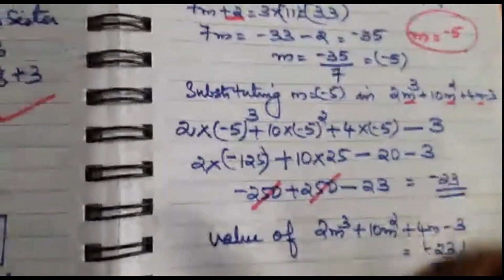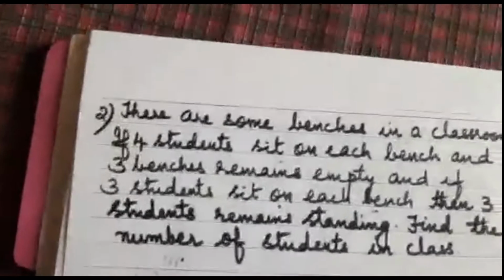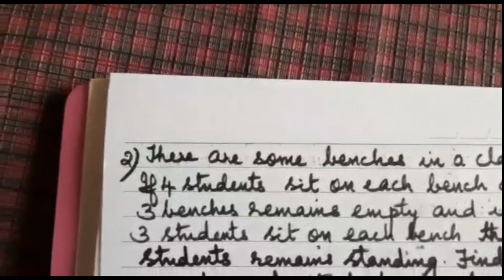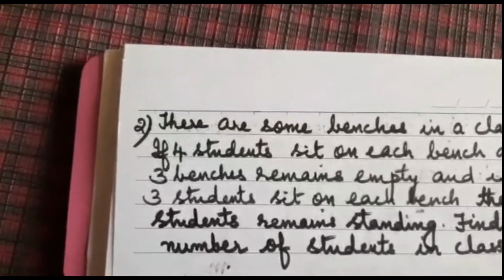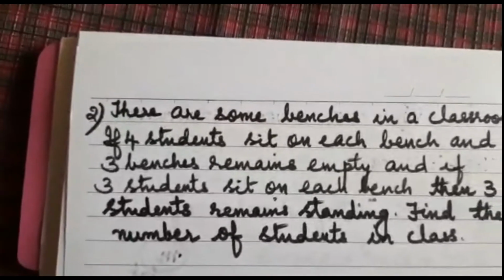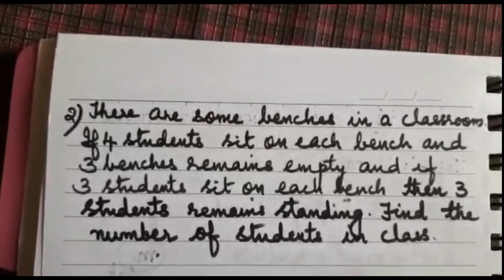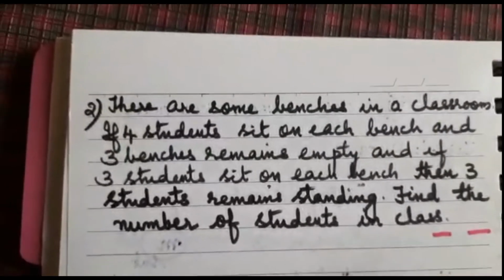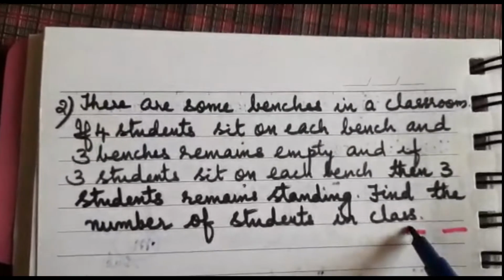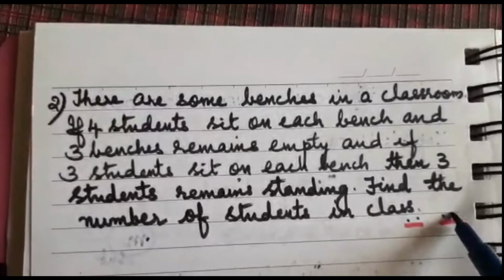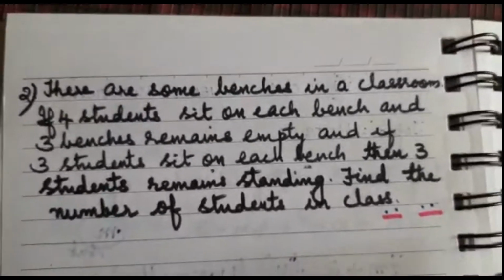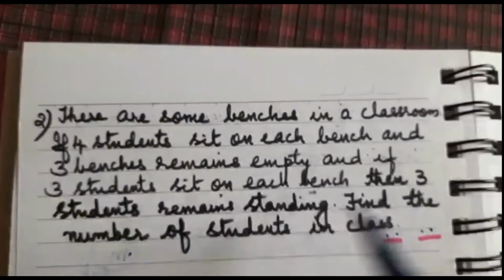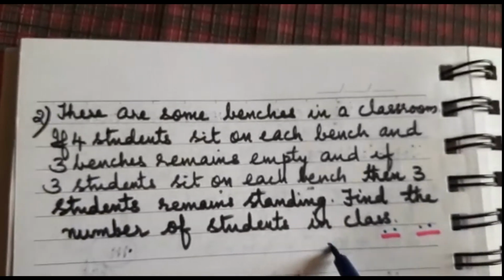Now next question. What is the next question? Next question, be careful in reading. There are some benches in a classroom. If 4 students sit on each, then 3 benches remain empty. That means if suppose this is a bench, normally we ask the students to sit. You don't know the number of benches, so you will consider it as x.